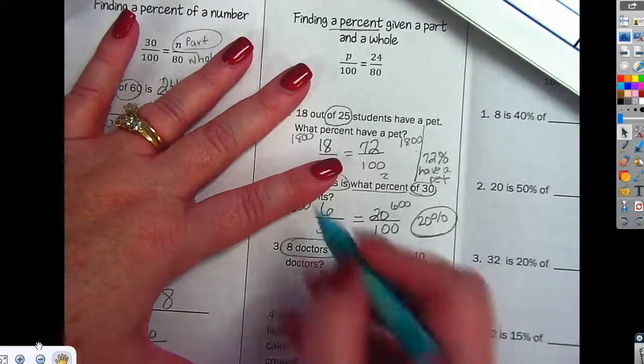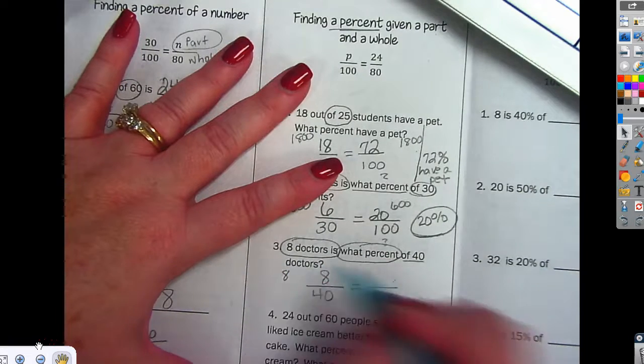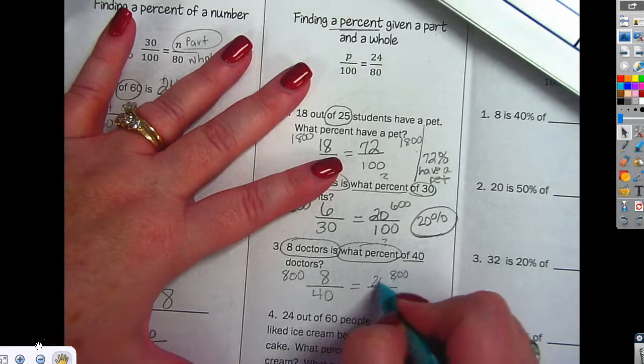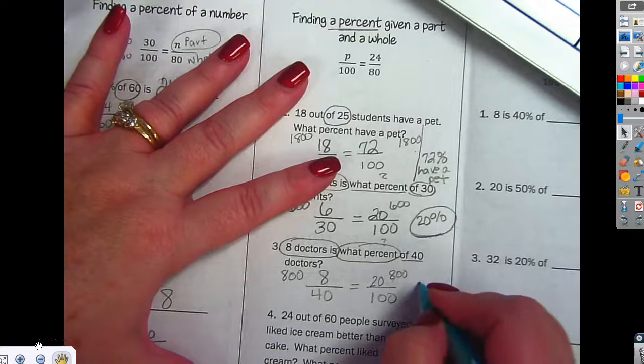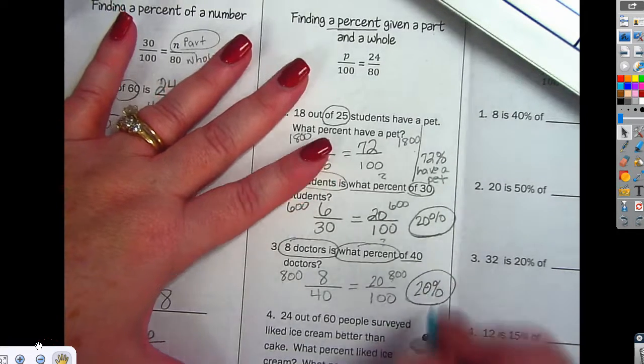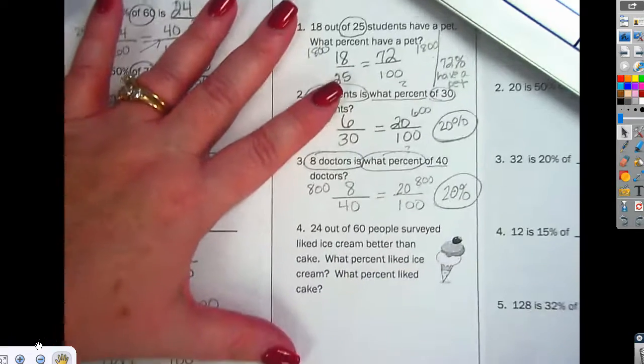So 100 times 8 is 800. 800 divided by 40. Did I hear 20%? Okay. Make sure you're putting that percent sign with your answer.